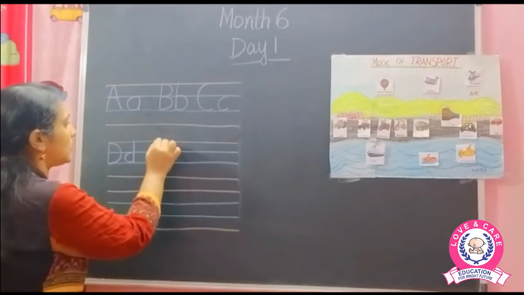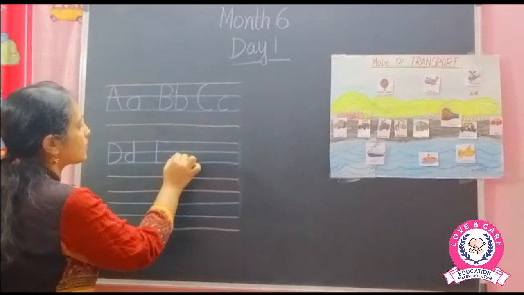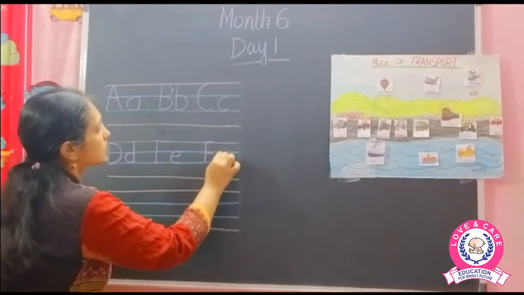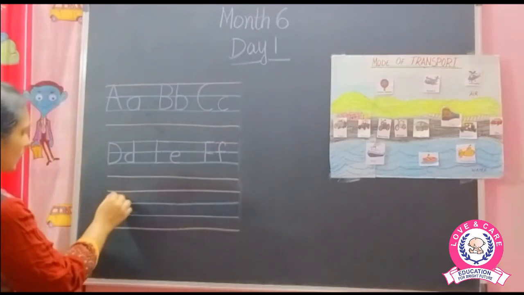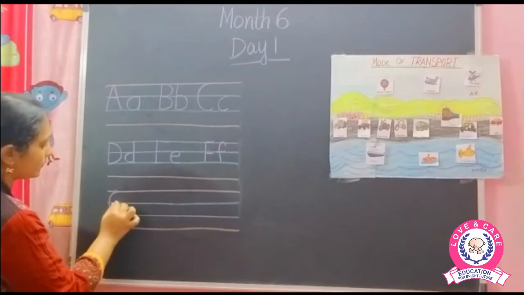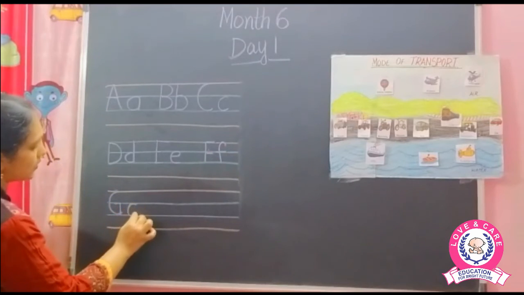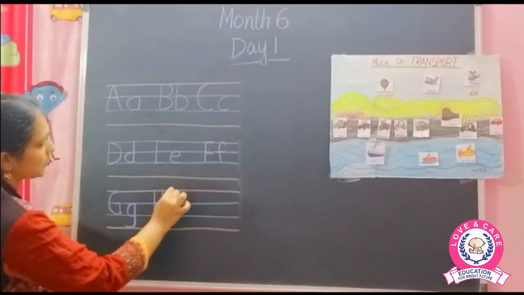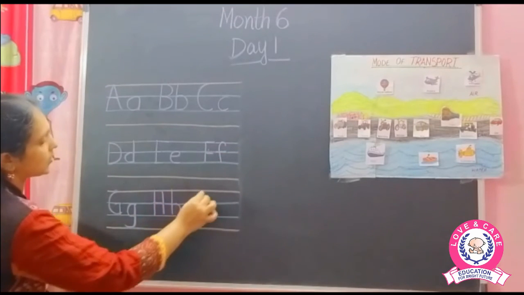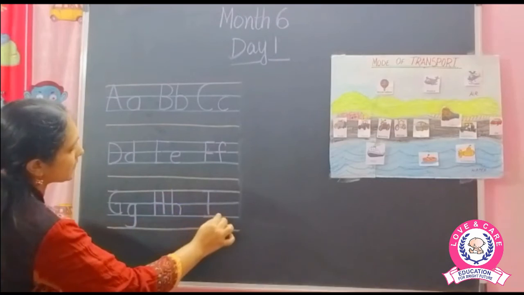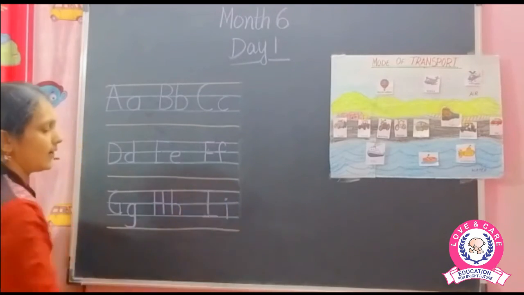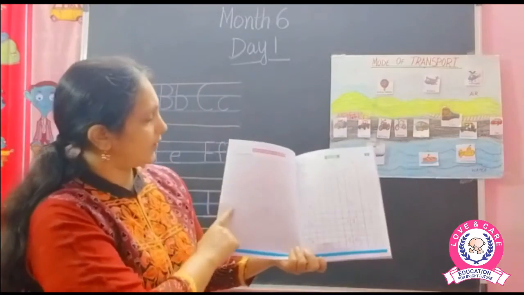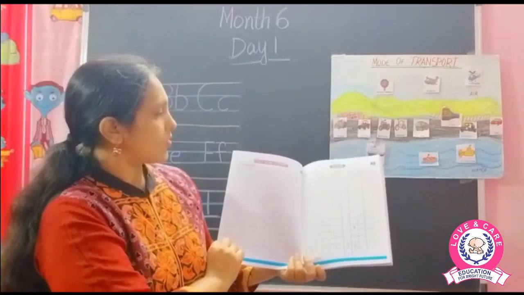Then the capital E, small e, capital F, small f, capital G, small g, capital H, small h, capital I, small i. So here you have to just trace and write the given letters. So that is all for the day.